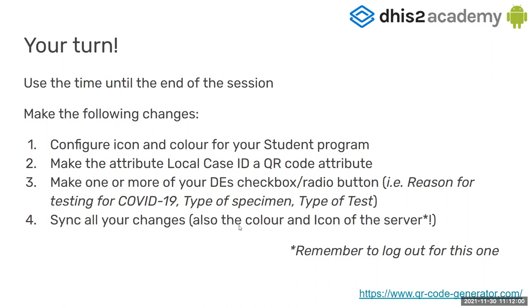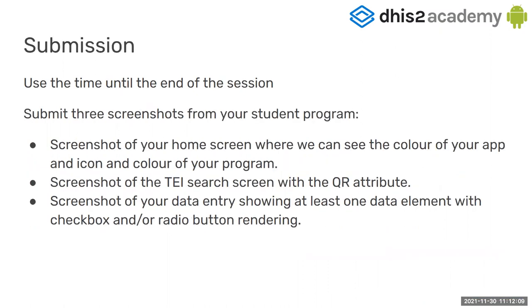So we also want to see the color and the icon of the server on your app. Remember, you have to log out and log in. And then the submission will be three screenshots. One, the home screen of the app, where we can see the color you have put to the app. The color of the app will be taken from the server, but we can see the icon and the color of your program and that you synced.